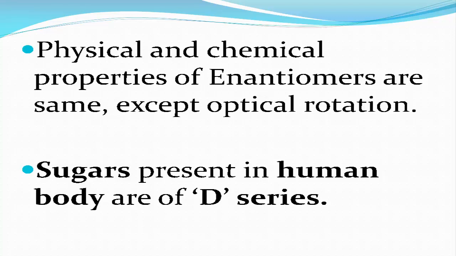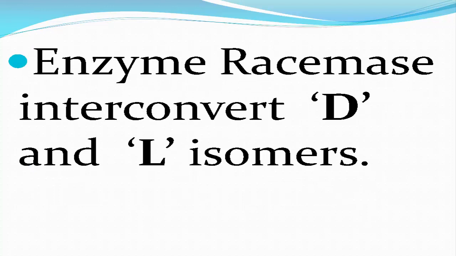In the human body, in nature, the usual form of sugars is the D form. So glucose in our body, we usually find in the D-glucose form. That is the naturally occurring form. Okay. Between these D and L isomeric forms, they can be interconverted by some enzymes. The D isomer and L isomer can be interconverted, and that enzyme is known as racemase. So racemase can interconvert from D to L or L to D. Okay.